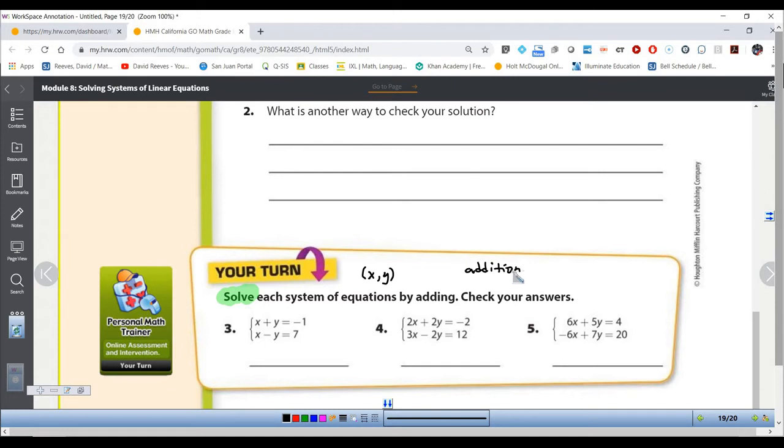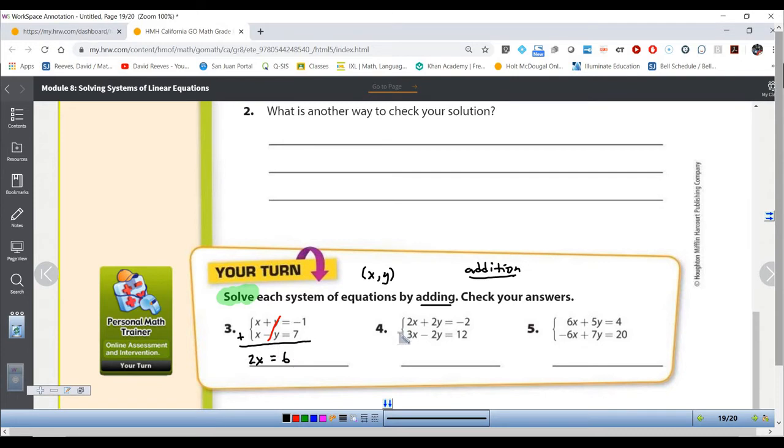And how do I know we're going to use addition? Well, they told us to use addition. All right, but I'm going to show you why we're going to use addition. All right, well, let's just see what happens when we add these equations together. X plus x is 2x. Plus y and minus y, what's going to happen to those two? Those are opposites, so they're going to cancel. And then I get 7 plus negative 1 is 6.